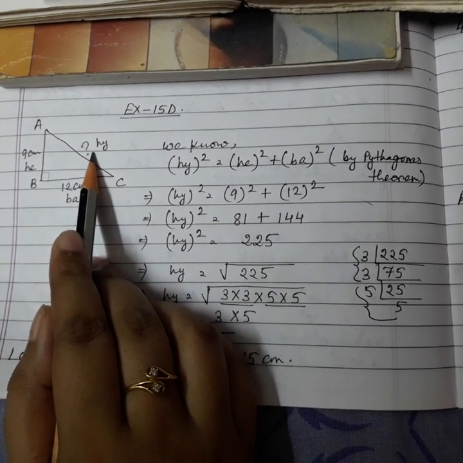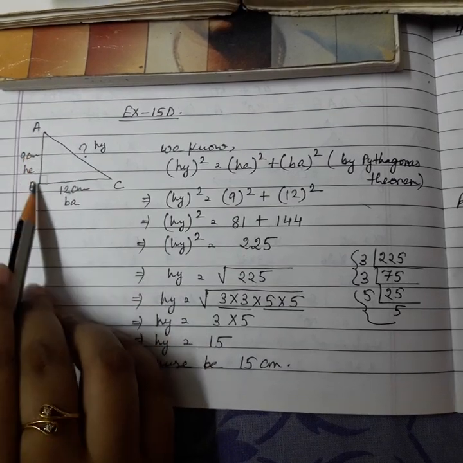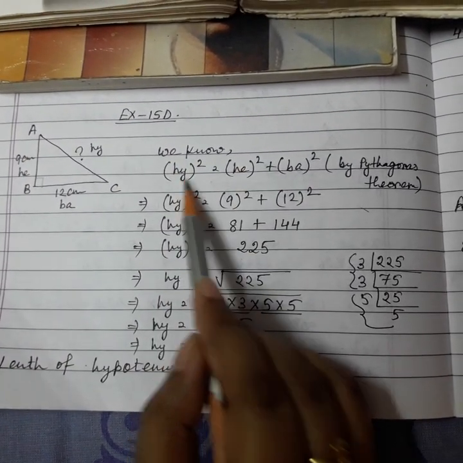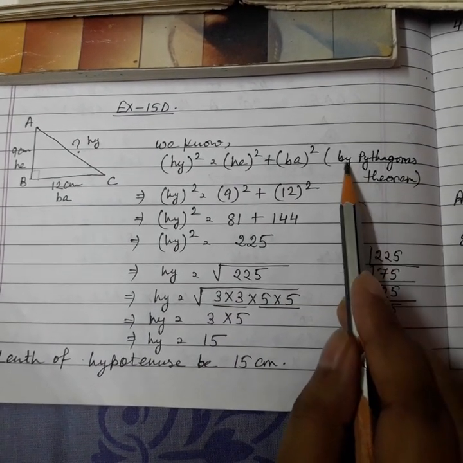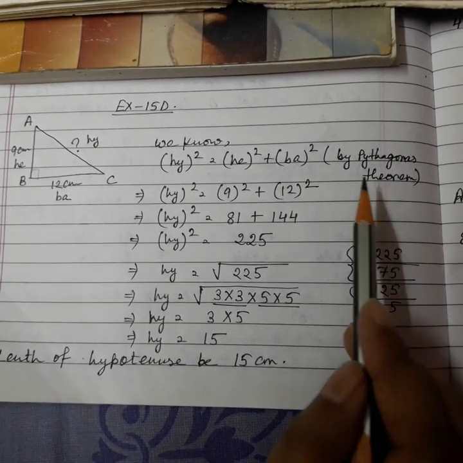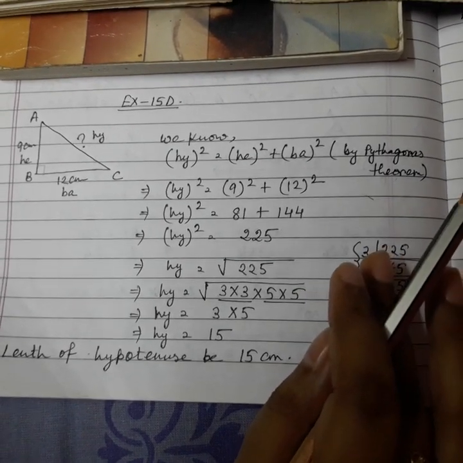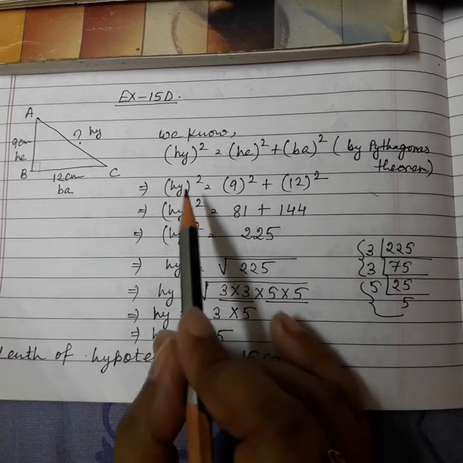How we will find? We know the relation. According to Pythagoras theorem, hypotenuse square equal to height square plus base square. So here I have written, we know hypotenuse square equal to height square plus base square, must give the reason by Pythagoras theorem. Whenever I am writing in the copy that reasons you have to mention, must you have to mention the reason. Without mentioning the reason, marks will cut. So be careful about that.